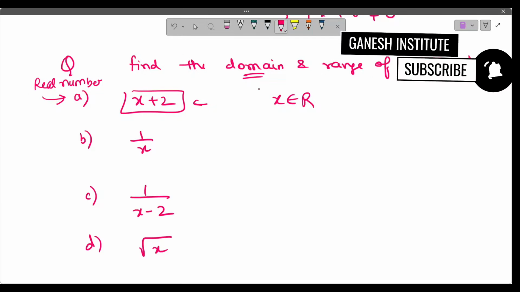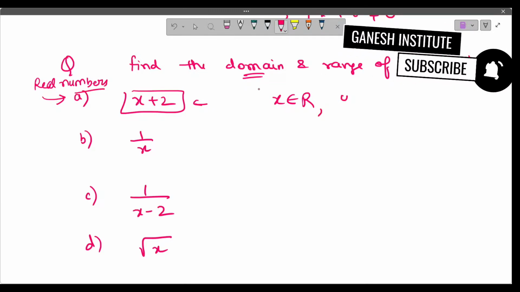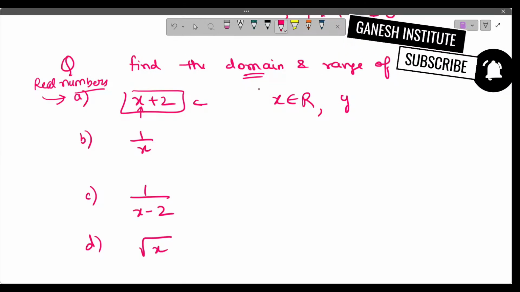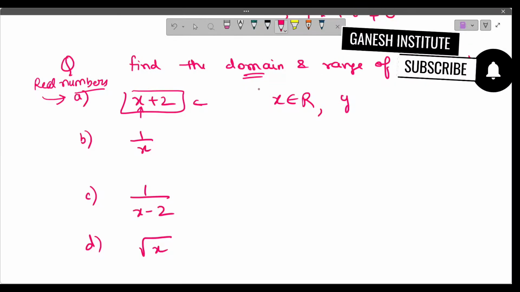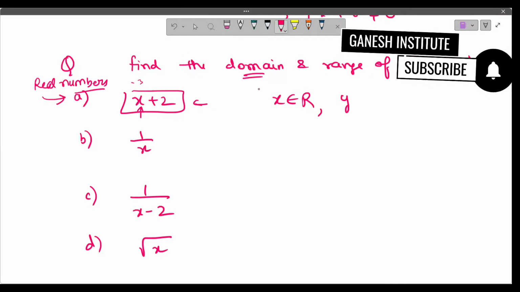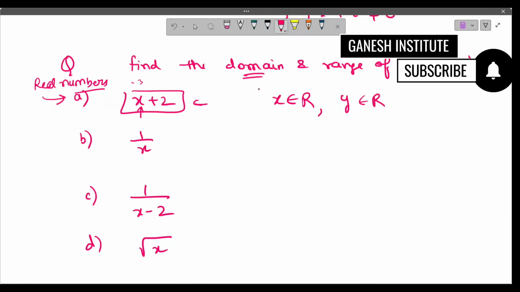But what is y then? If you substitute x as 0, it will give you 2. If you substitute minus 1, it will give you 1. If you substitute minus 3, it will give you minus 1. So y will also be having all of those numbers. So y is also all the real values.